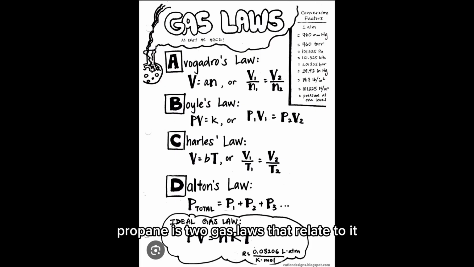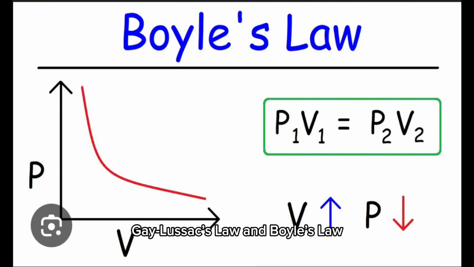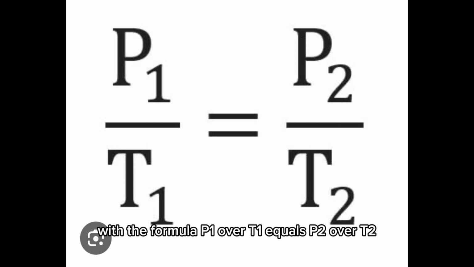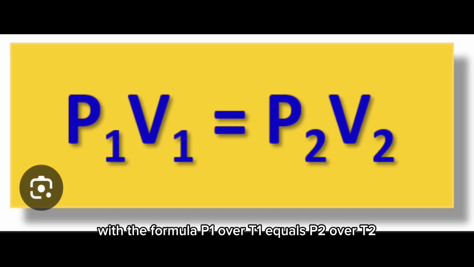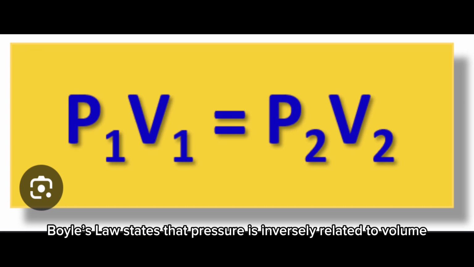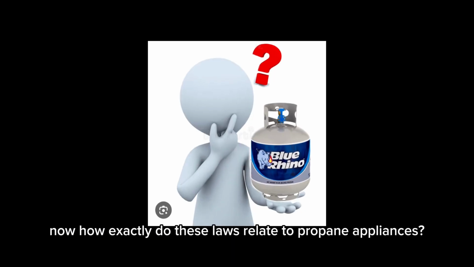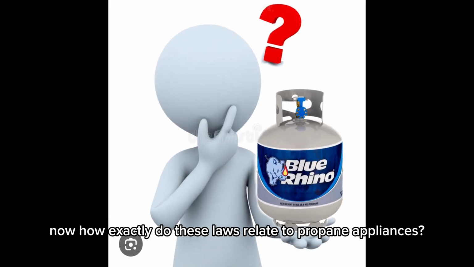There are 2 gas laws that relate to propane, Gay-Lussac's law and Boyle's law. Gay-Lussac's law states that a gas's pressure is directly related to its temperature with the formula P1 over T1 equals P2 over T2. Boyle's law states that pressure is inversely related to volume with the formula P1 times V1 equals P2 times V2. Now, how exactly do these laws relate to propane appliances?